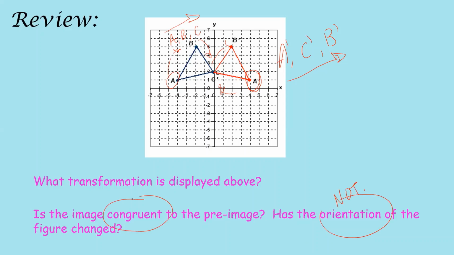But the congruent part is still there. So yes, it is congruent. No, it does not preserve orientation. And remember that this transformation is a reflection. Okay.